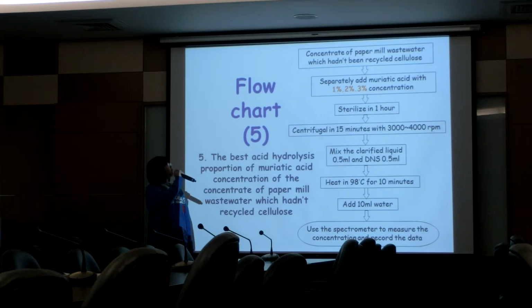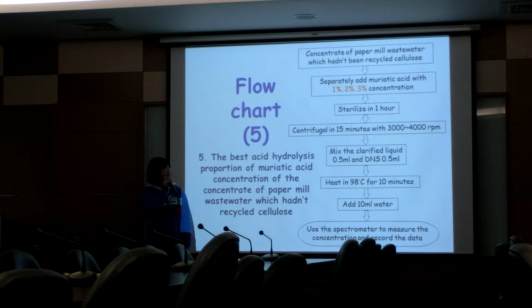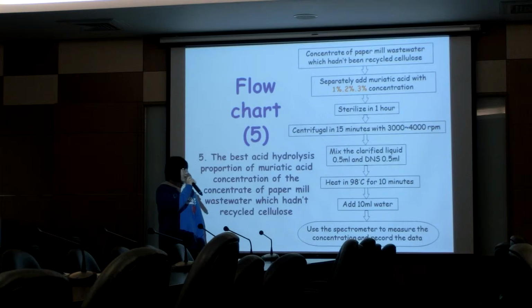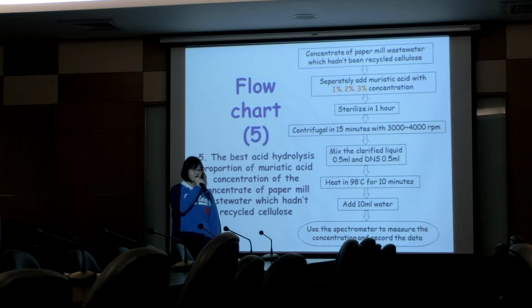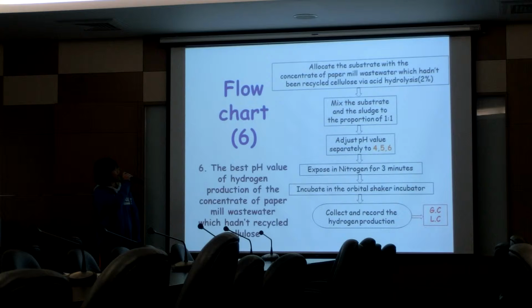First, we concentrate on paper mill wastewater which hadn't been recycled cellulose. Then, through the process, we use a spectrometer to measure the concentration and record the data. With flow chart 6.